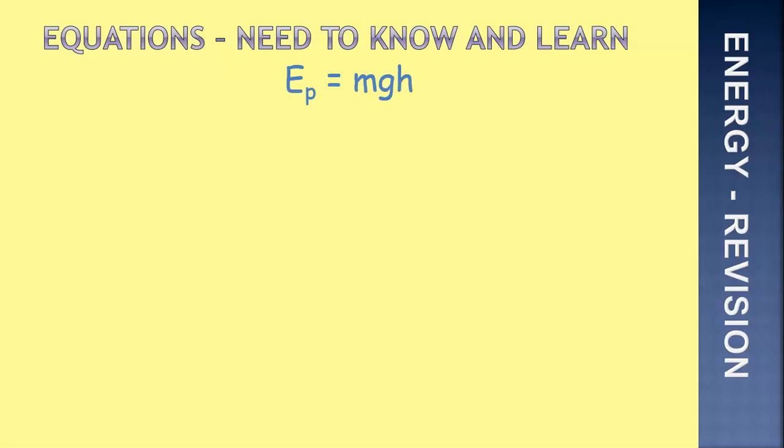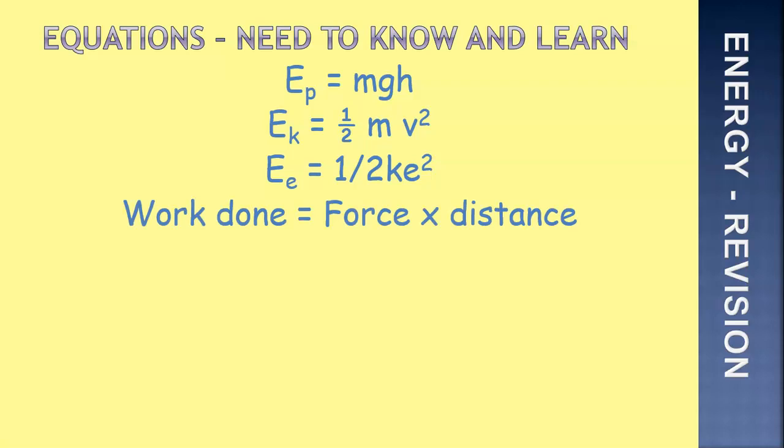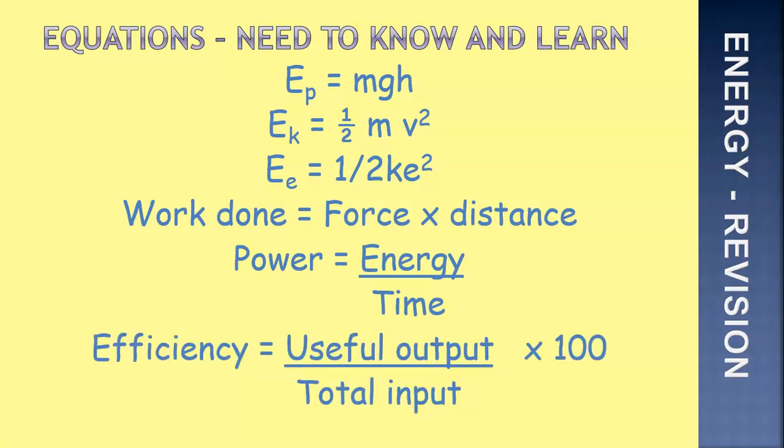We have potential energy. Gravitational potential is mass times gravitational field strength times height. Kinetic energy is half times mass times velocity squared. Elastic energy is half times the spring constant times the extension squared. Work done is force times distance. Power equals energy divided by time. And efficiency is useful output divided by total input multiplied by 100. That would give you a percentage. Okay, pause the video while you copy all those down.